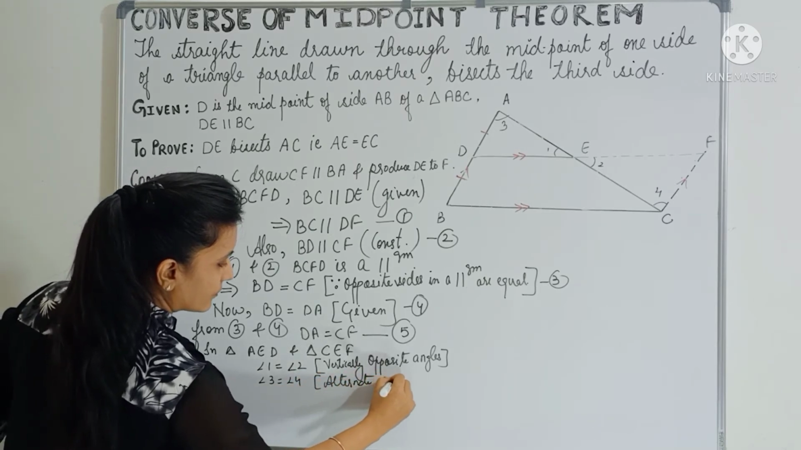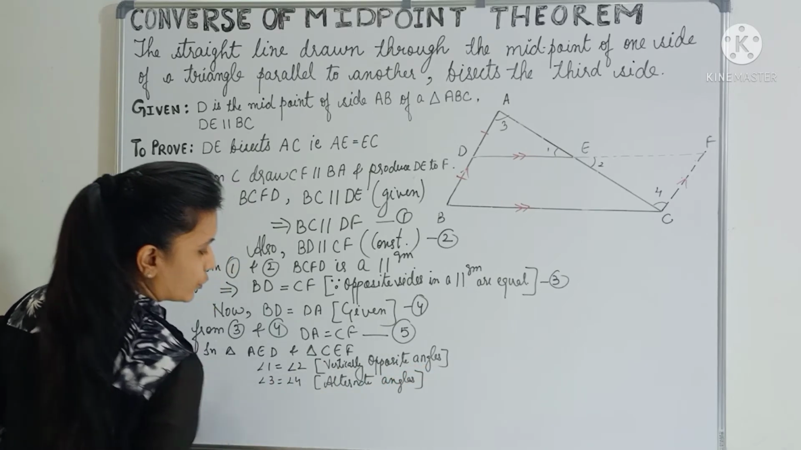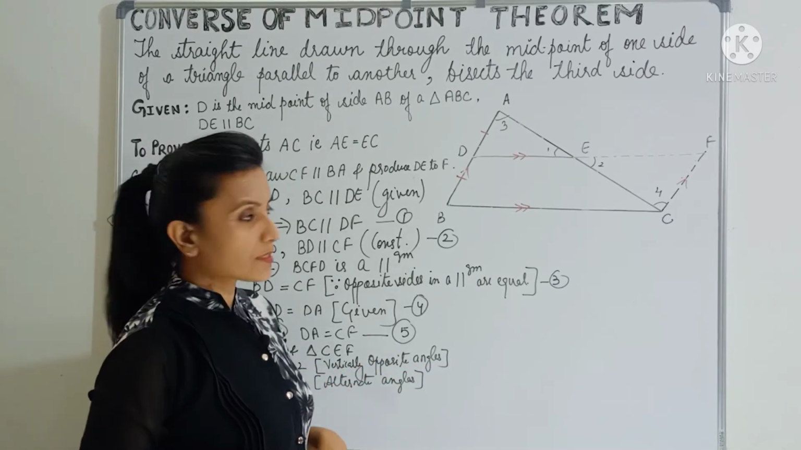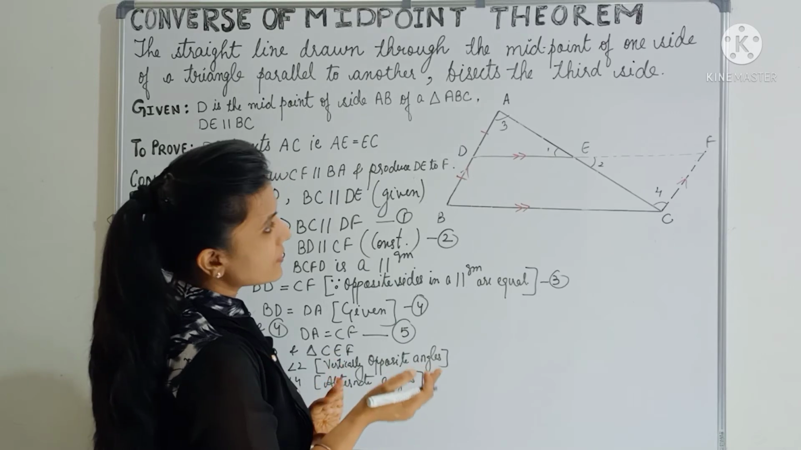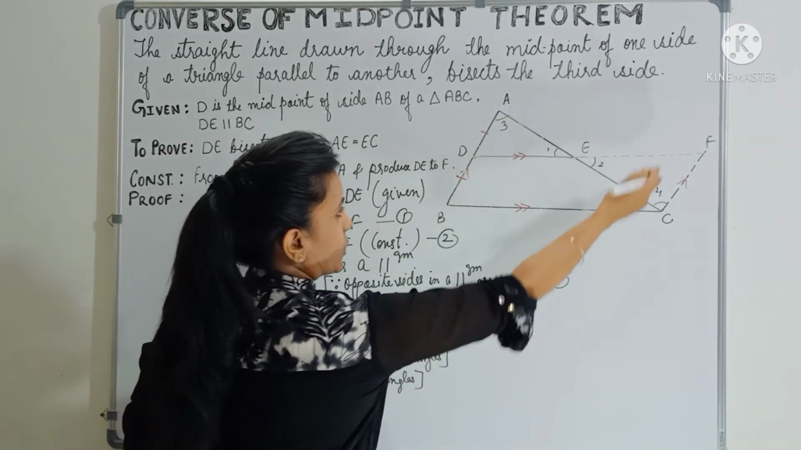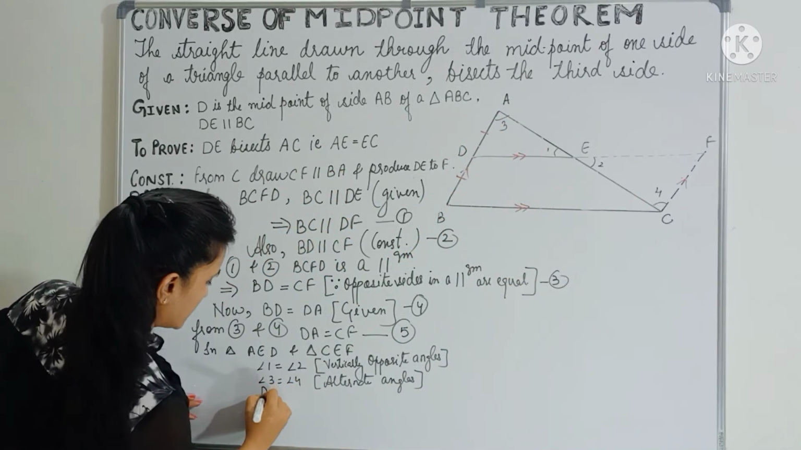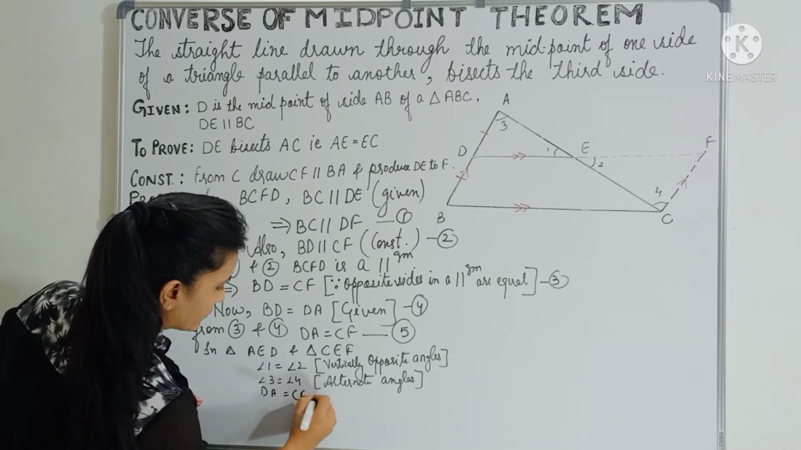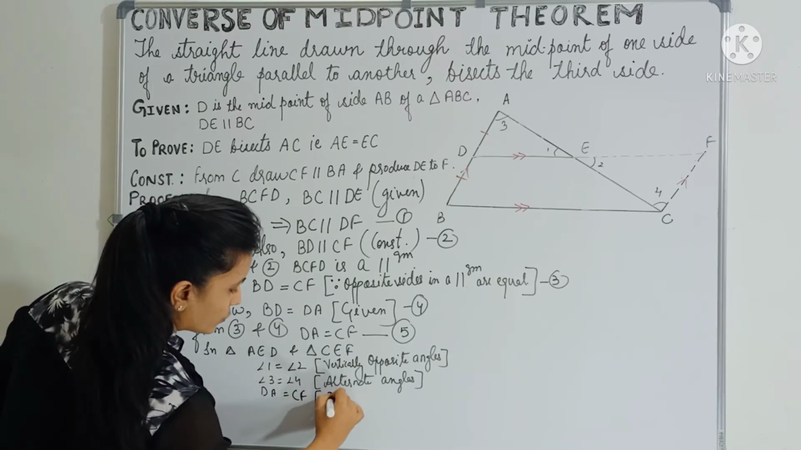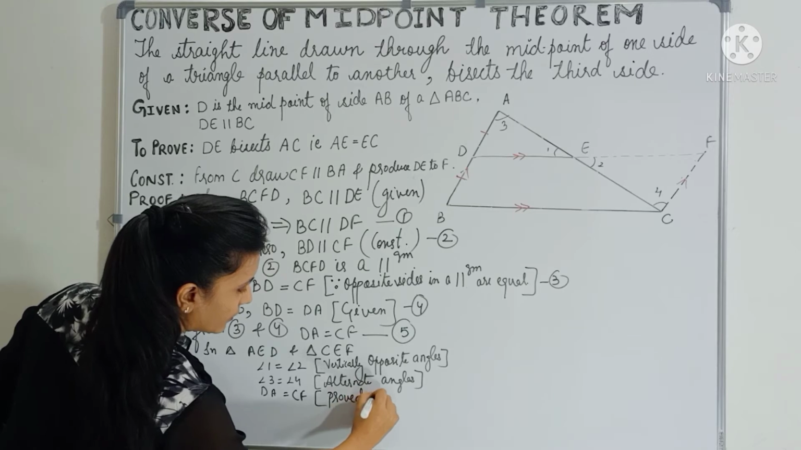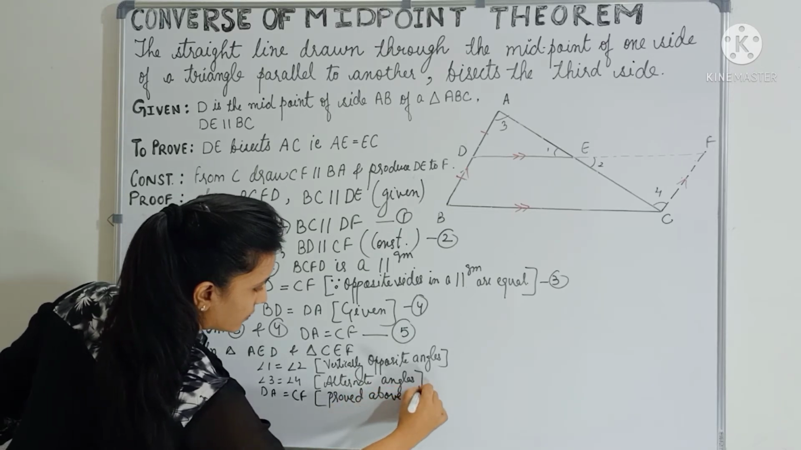Alternate angles. You can also write alternate interior angles. Okay, now what else? DA will be equal to CF. Why? Proved above. Proved above, or you can write down from 5.